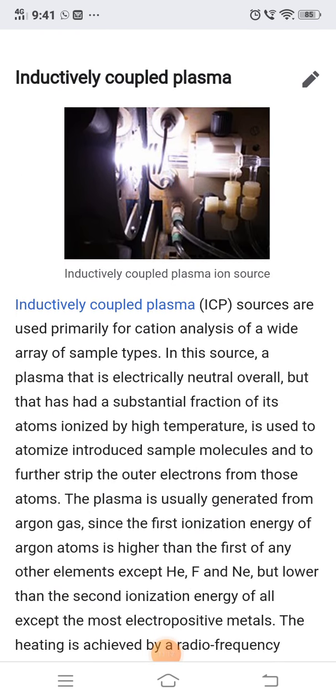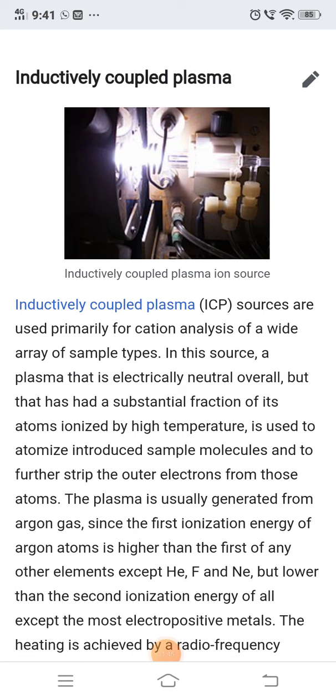The next point is inductively coupled plasma. What is the concept of inductively coupled plasma? Inductively coupled plasma sources are used primarily for cation analysis of a wide array of sample types. In this source, a plasma that is electrically neutral overall, but has a substantial fraction of its atoms ionized by high temperature, is used to atomize introduced sample molecules and to further strip the outer electrons from those atoms.